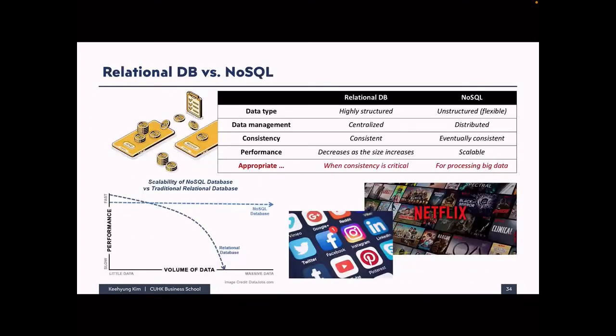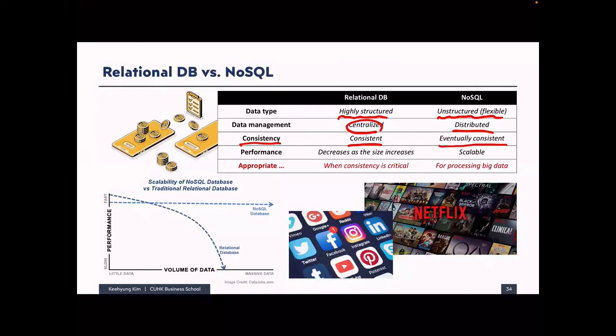So this is the main summary between relational database and NoSQL. In a relational database, the data type is highly structured. In NoSQL, it's unstructured. It's flexible. And for data management, a relational database is more centralized. However, NoSQL uses a distributed database system. And from the perspective of consistency, a relational database should be consistent, and NoSQL prefers eventual consistency.